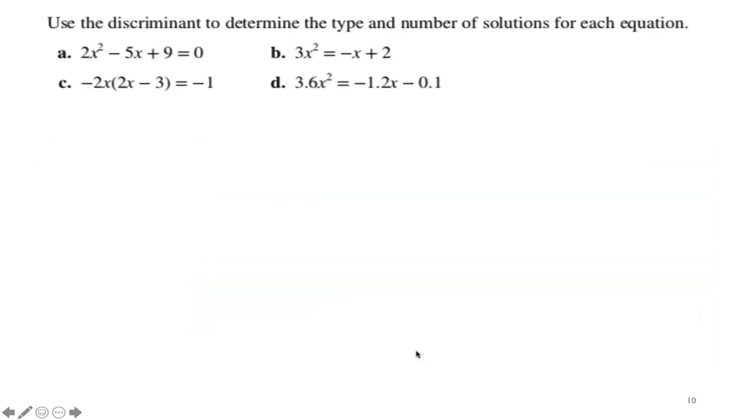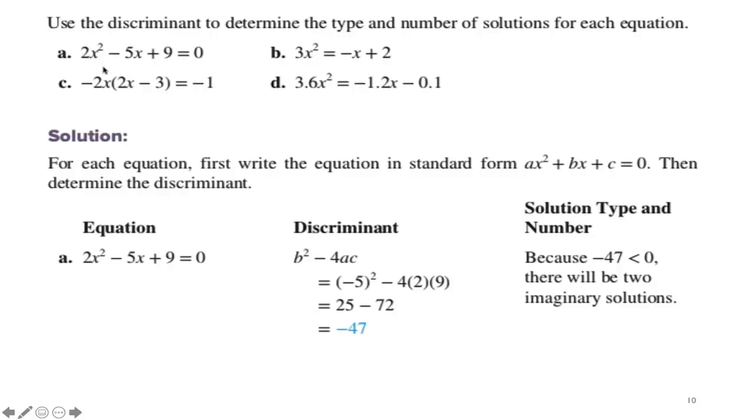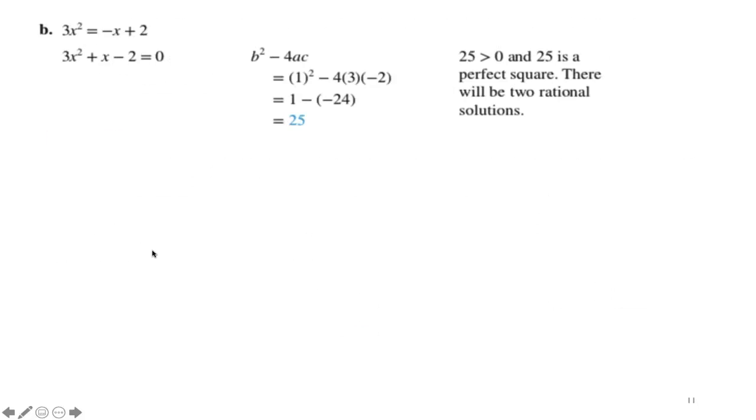So let's see some examples. Here we want to figure out the type and the number of solutions of an equation without solving for it. For example, in part A, if I compute the discriminant b squared minus 4ac, plugging in all the terms, I get negative 47. Because this is negative, this equation has no real solution. It has two imaginary solutions, but no real solutions. And notice here, in this case, we have to bring everything to one side and set it equal to 0. Then we know what a, b, and c are. That's a very important step.